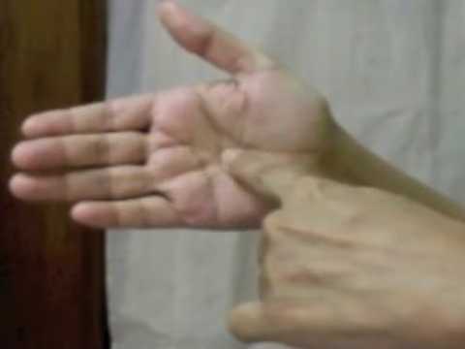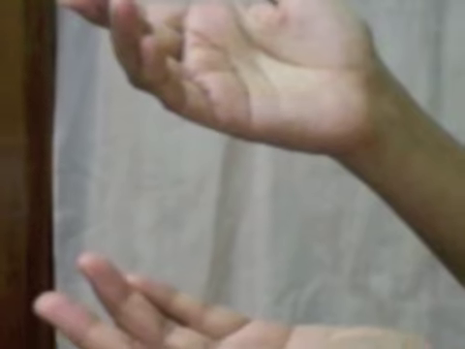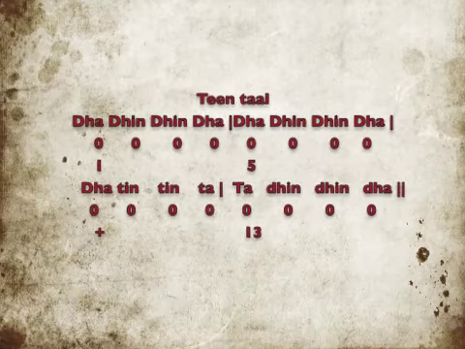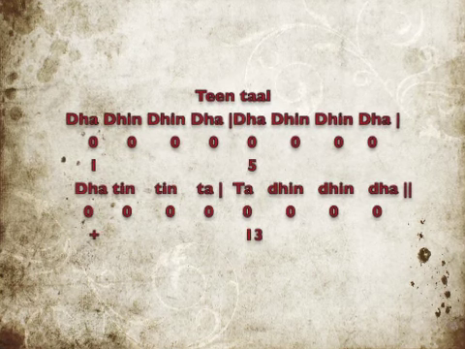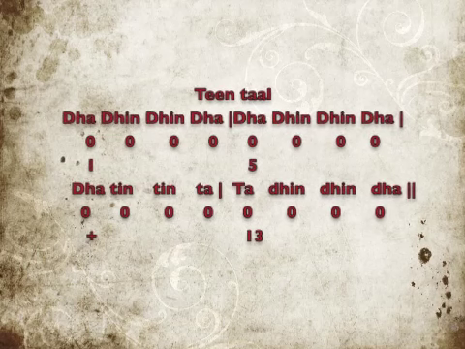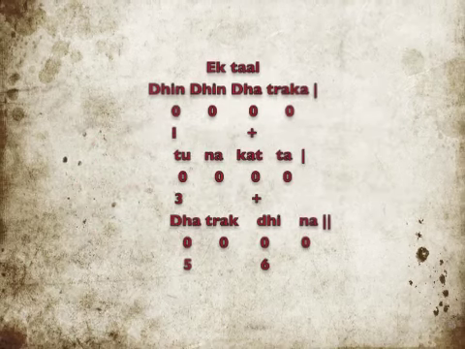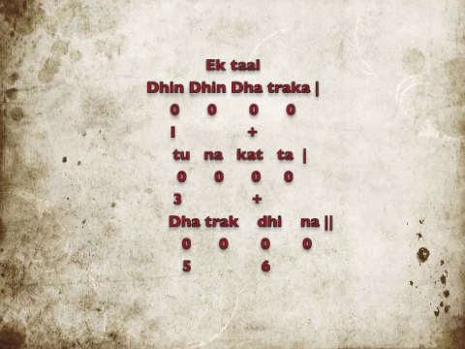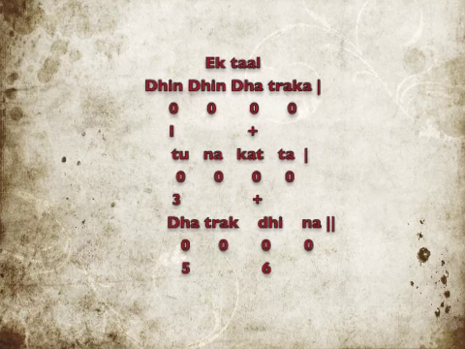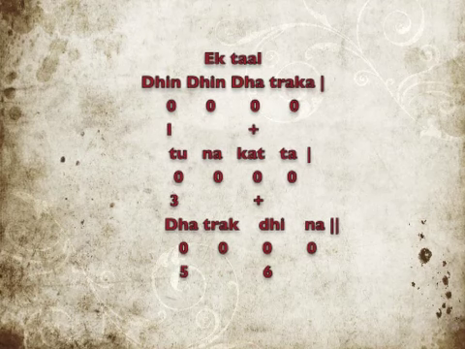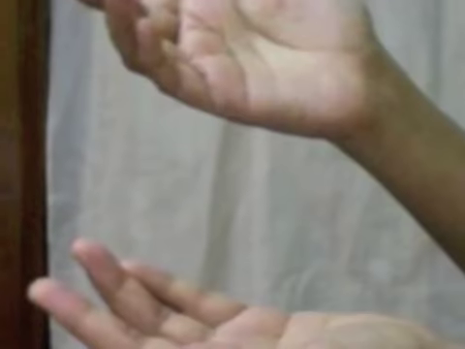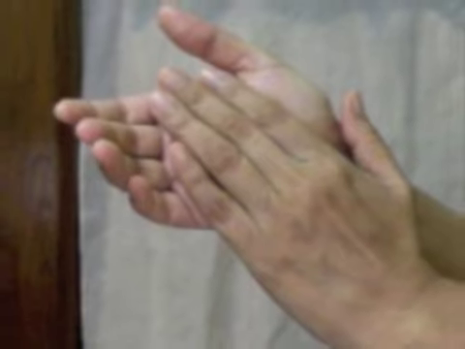Da din din da da din din da da din din da da din din da. 16 matras, 4 khands of 4 matras each, tali on 1, 5 and 13, khali on 9. Ek taal has 12 matras, 6 vibhags. First, third, fifth and sixth is a tali.